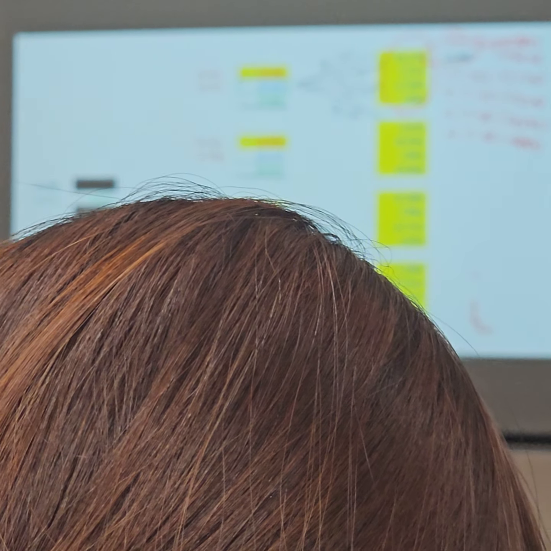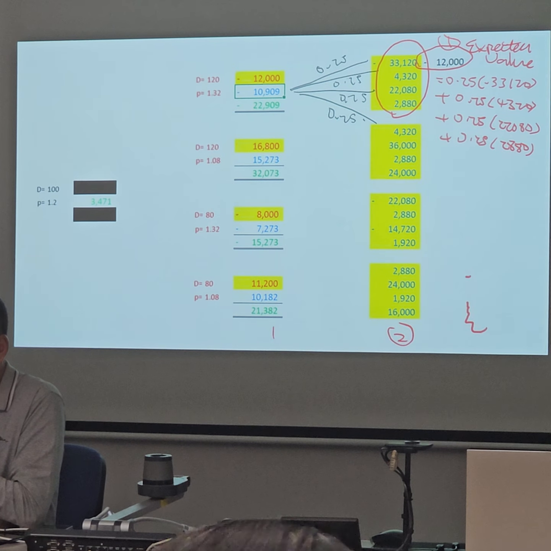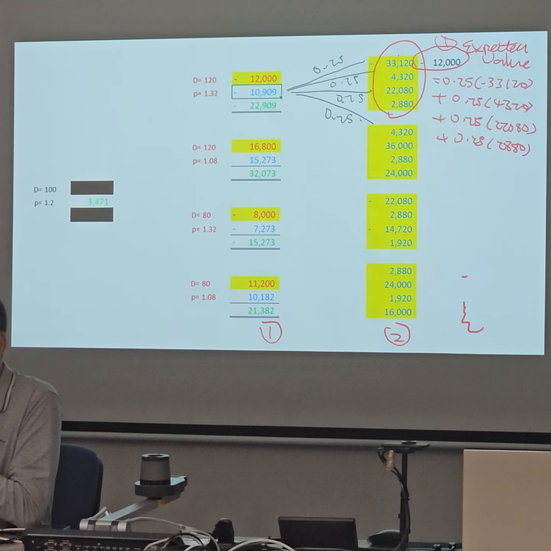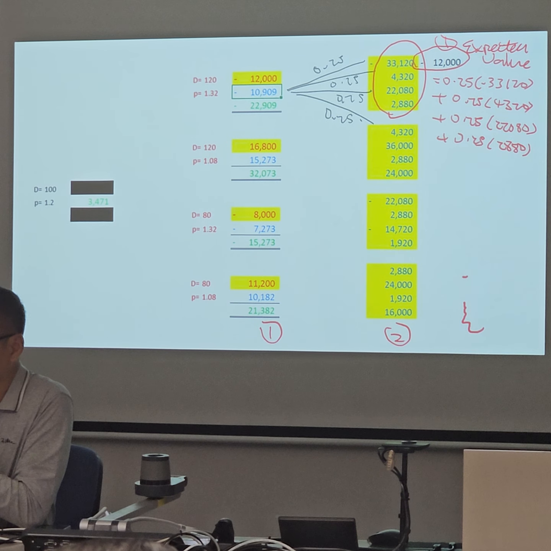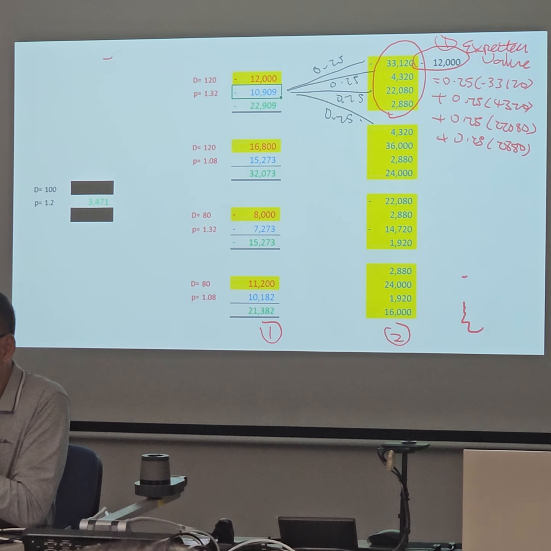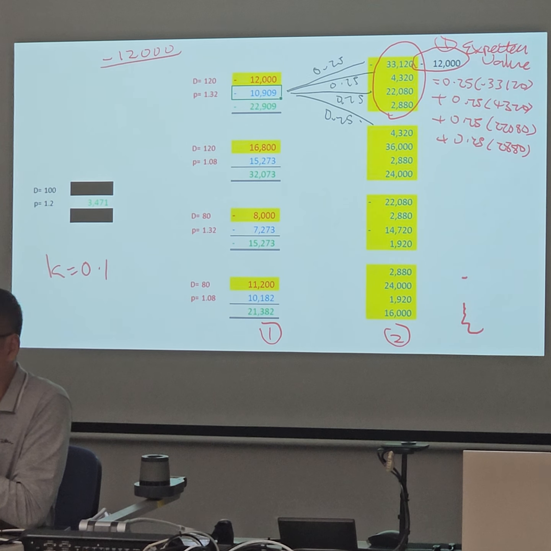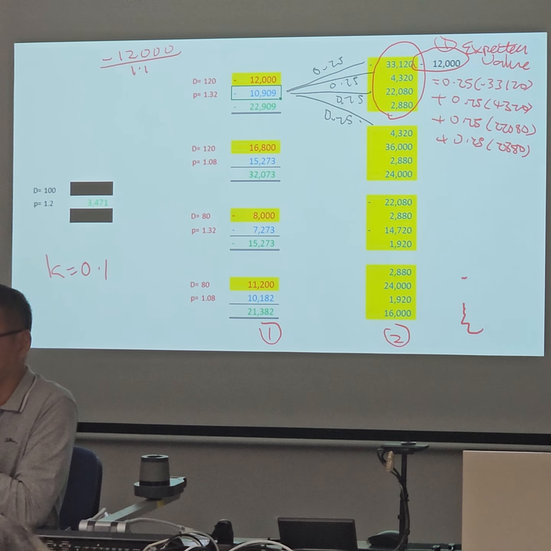Okay, step number 1. Step number 2, listen, because this is period 2 and this is period 1, we need to discount the minus 12,000 back to this number. So how do we get this number? Minus 12,000. K is 0.1, so we discount back here, right? We divide by 1.1, because it's 1 plus K.